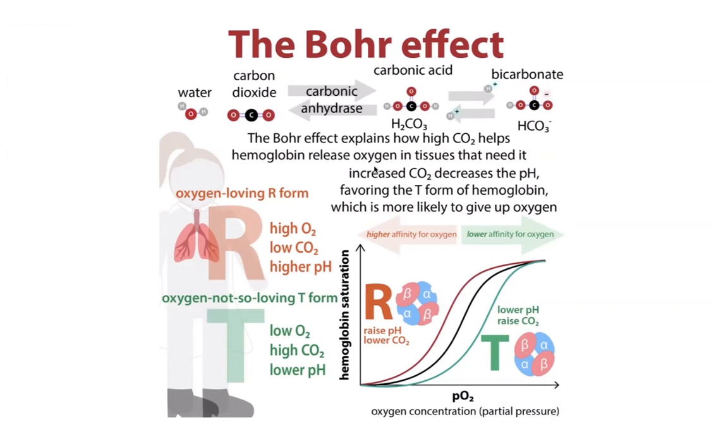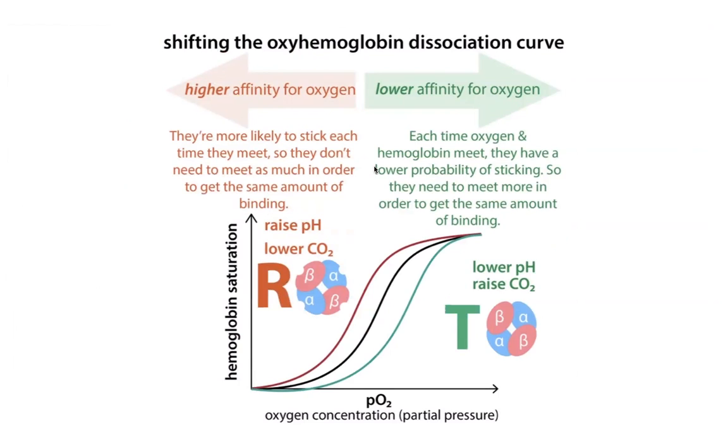Remember, the T state is that taut state where each time oxygen and hemoglobin meet, they have a lower probability of sticking. So they need to meet more in order to get the same amount of binding. So you get your curve shifted to the right. In that R state, however, they're more likely to stick each time they meet, so they don't need to meet as much in order to get the same amount of binding. And so this is going to be shifted to the left.